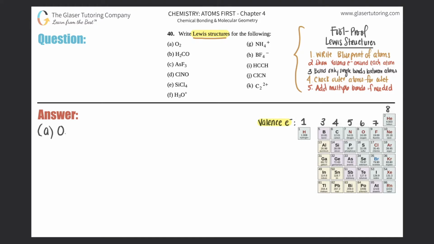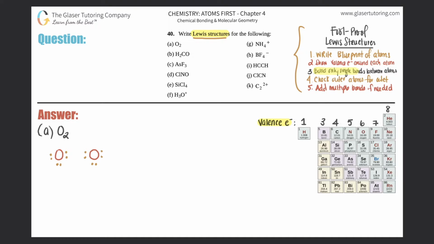A, we have O2. The first thing we always want to do to write Lewis structures is write the blueprint. For this one there are only 2 oxygen atoms, so I'm just going to write 2 oxygens next to each other. Second, you need to write the valence electrons around each atom, drawing dots for as many valence electrons as you have. Oxygen has 6 valence electrons, so I will draw 6 electrons around each oxygen.